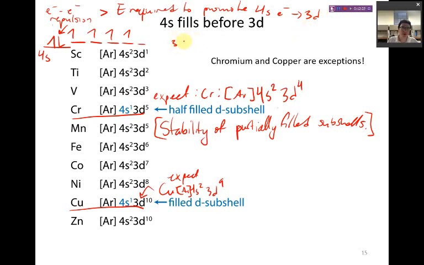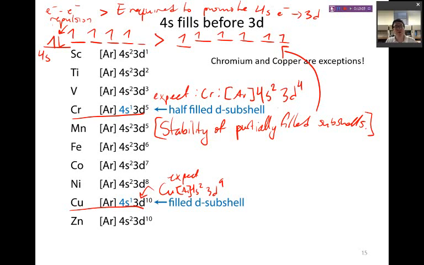So in other words, this proposed electron configuration is greater in energy than this electron configuration. And that's again due to the stability of partially filled subshells. Fundamentally, it has to do with the symmetry that is obtained by partially filling the subshells rather than having a completely filled subshell and only an incompletely filled subshell.